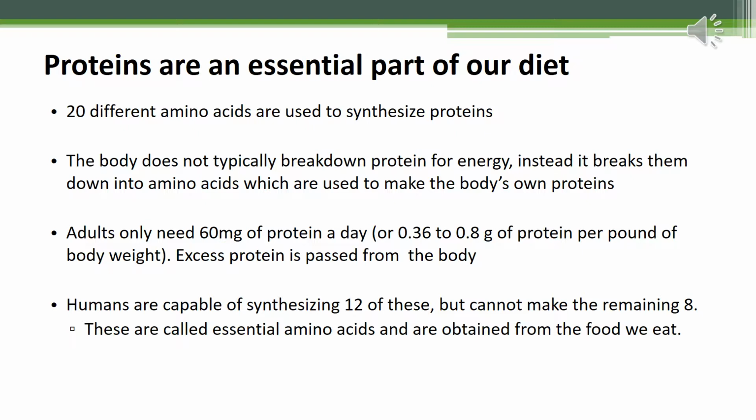Excess protein is passed from the body, and if you're like me, you're guilty of eating too much protein most of the time. Humans are capable of synthesizing 12 of the 20 amino acids, but they can't make the remaining 8. And these remaining 8 that we can't make are called essential amino acids, and we must obtain these from the food we eat.